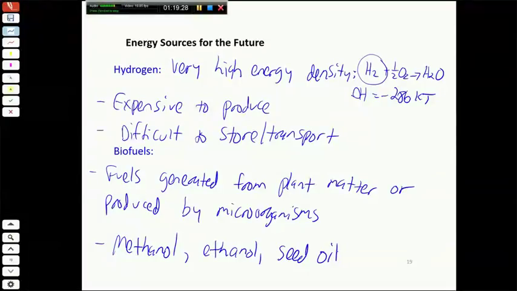So I just want to give you a quick overview of the importance of enthalpy in the area of fuels, and where fuels are going, potentially, in the future. There's some information in the book about that, and probably one or two homework questions will deal with this topic as well.